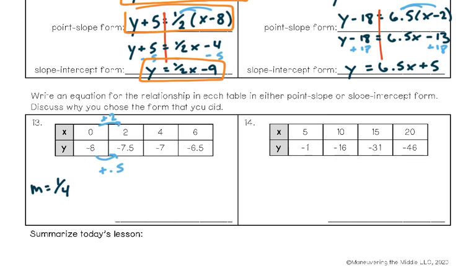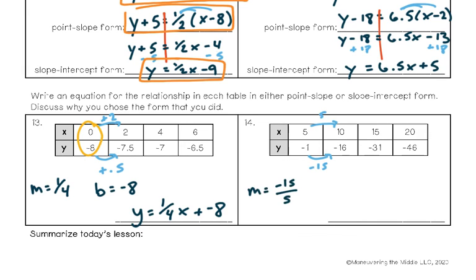So that's the slope. The other reason I would choose to write this table in slope-intercept form is because of that point right there. 0, -8 is the y-intercept, so b. And when I write the equation of a line in slope-intercept form, it's y equals mx plus b. I know the slope and I know the y-intercept. So this equation would graph this line. But on 14, it's not easy to see the y-intercept. I only see points. The trend in the table is that it's going down 15 for every 5. Down 15 for every 5 means that the slope is -3.